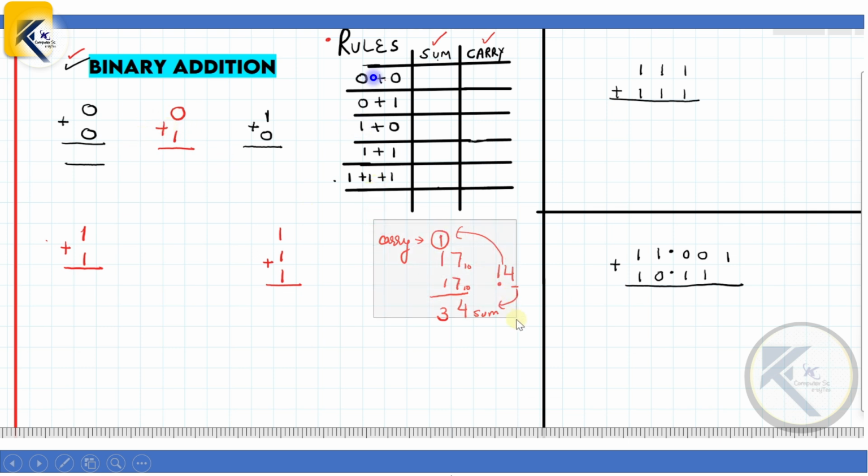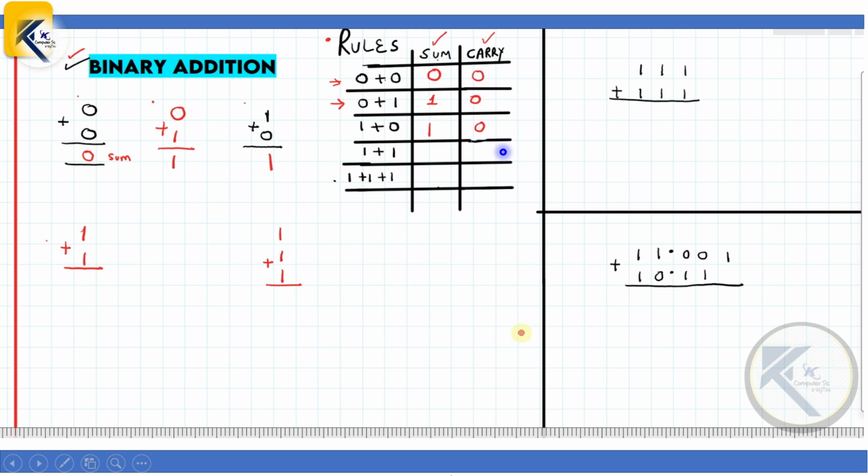Now since the binary number system has two bits, 0 and 1, these are the following 5 cases. 0 plus 0, the sum bit is 0, and there is no carry to the next column. So sum is 0 and carry is also 0. If you add 0 plus 1, then sum is 1 and there is no carry to the next column. So sum is 1 and carry is 0. If you add 1 plus 0, then sum is 1 and there is no carry. So sum is 1 and carry is 0.